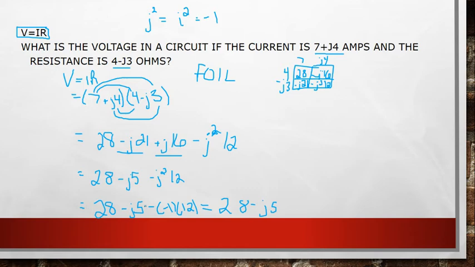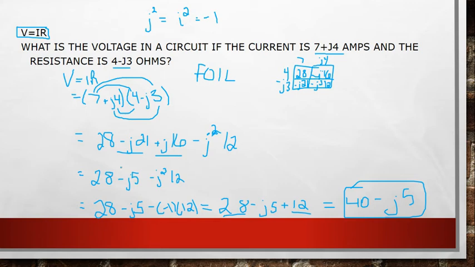So positive 12 and 28, when I add those together, I get a 40 minus j5. So that is my voltage, 40 minus j5. If you use the Punnett square, you can see that we have all the same values in our Punnett square that we had when we FOILed, and you would end up adding them and then doing these last same couple of steps in order to solve for it, just like you would in the other one. Okay?